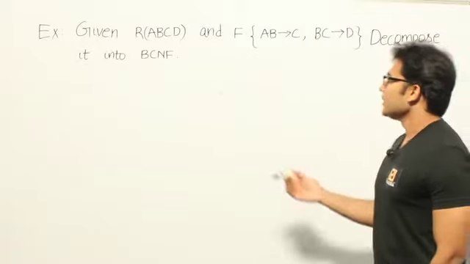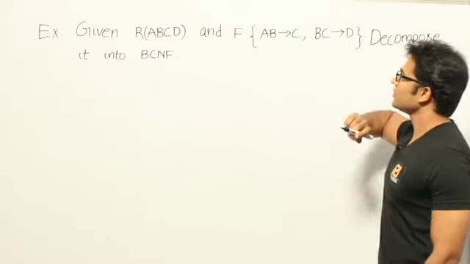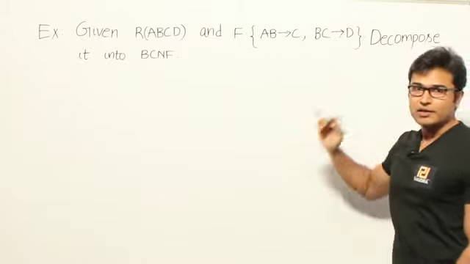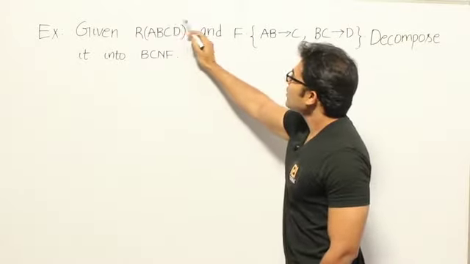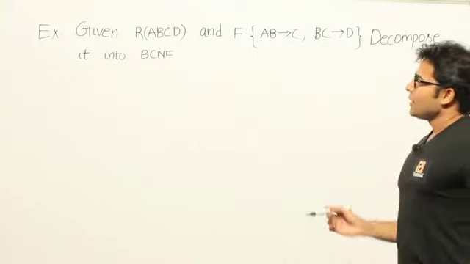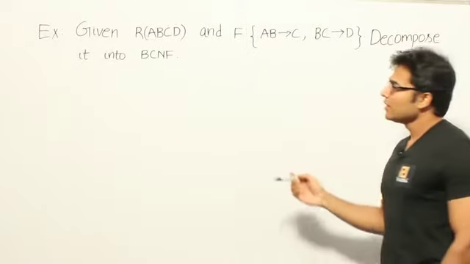So what does it mean? See this. First of all, find out the candidate key. So what is the candidate key for this table? If you see this, on the right hand side C is present and D is present, right? So what are not present? Only A and B. Therefore, A and B should necessarily be present in every candidate key.